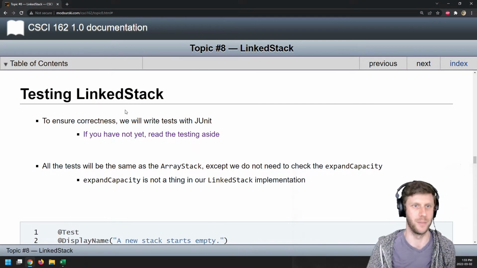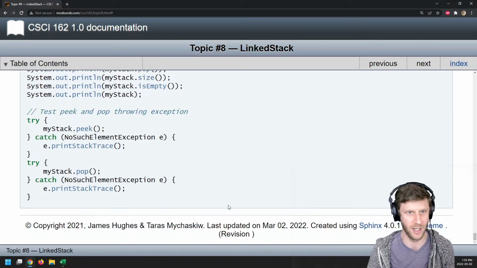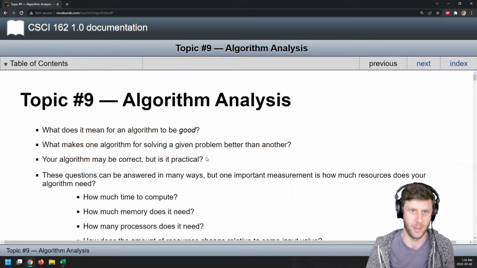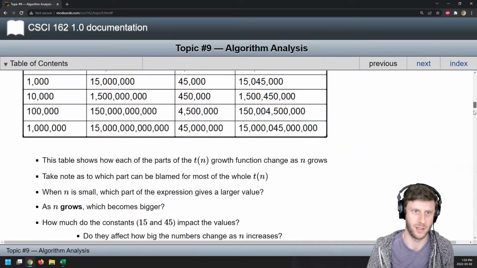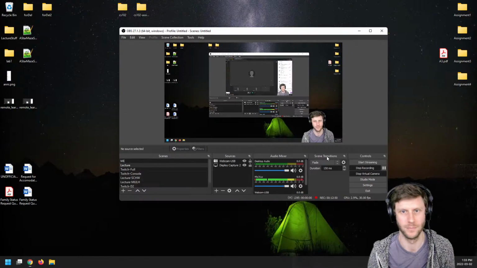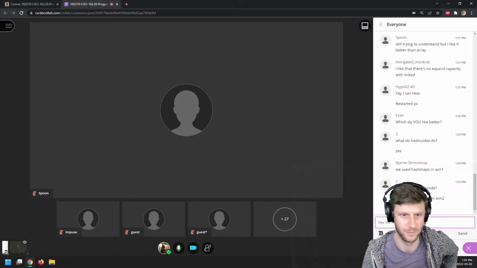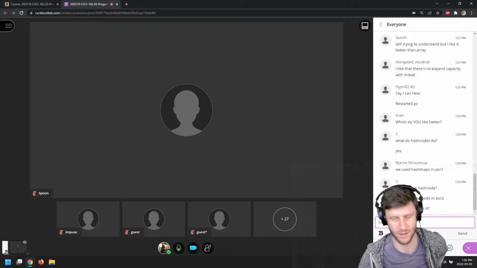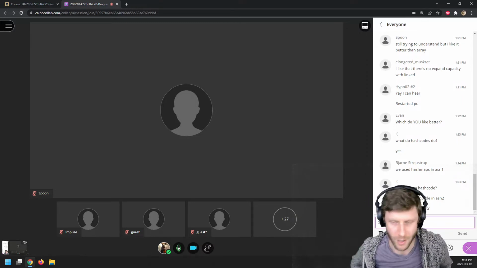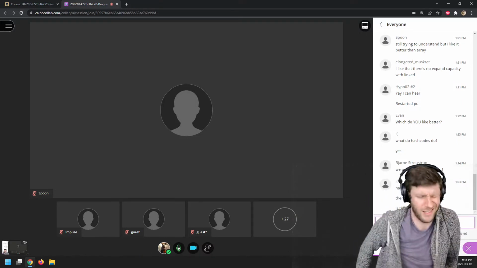So yeah, there was some testing of linked stacks. Any questions before we start talking about algorithm analysis, which looks like it's a long topic, but there's a lot of pictures, so it's not actually that bad. Any questions? All right, I'll carry on then.